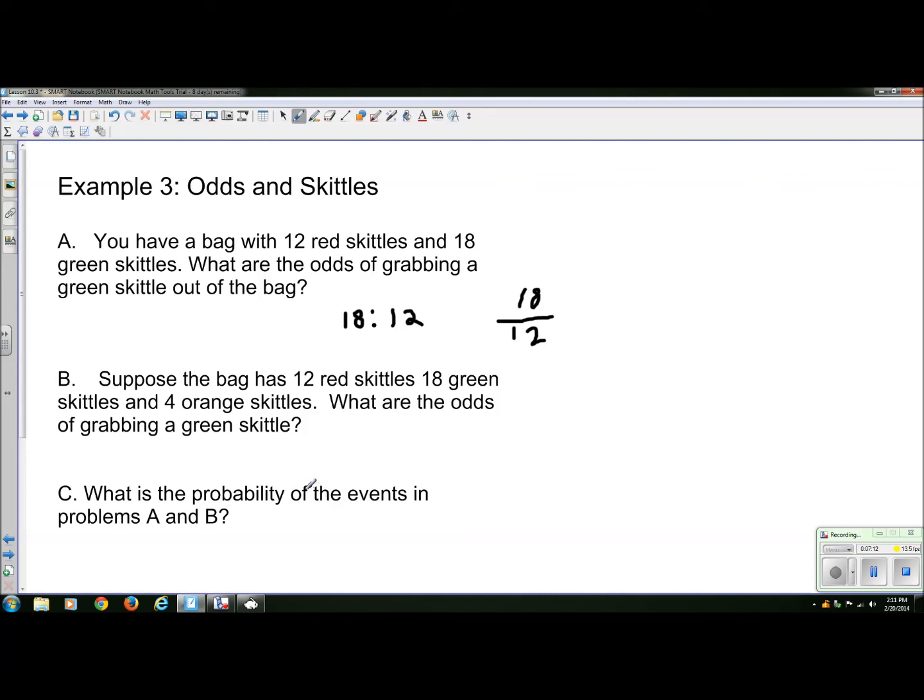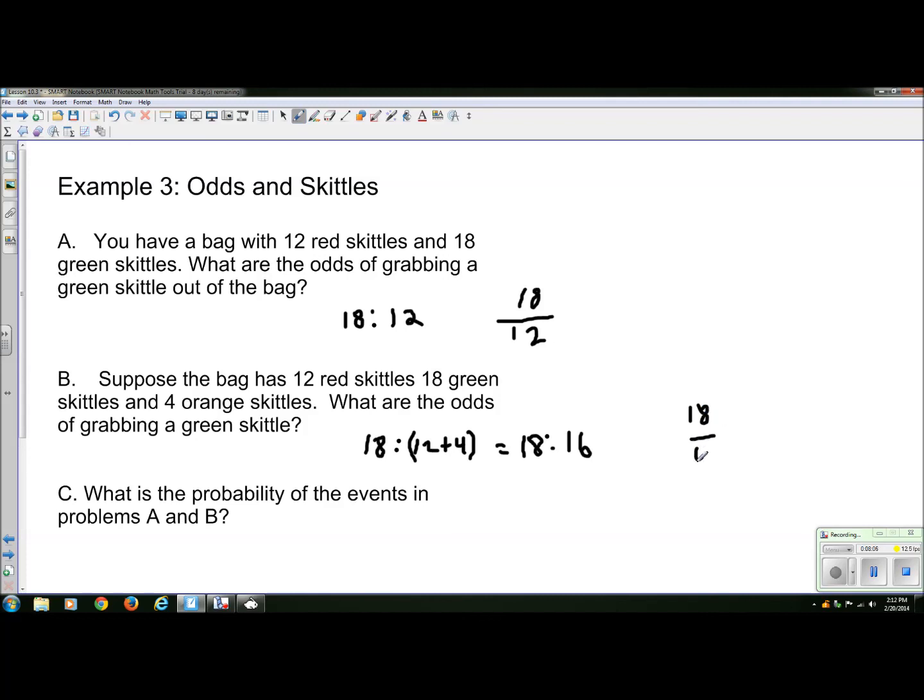Looking at part B, suppose the bag has 12 red Skittles, 18 green Skittles, and 4 orange Skittles. What are the odds of grabbing a green Skittle? So, same problem, but we've added a few more Skittles. Okay, well, again, there's 18 green Skittles, so I can certainly say 18. Those are my odds of getting the green Skittle. What are my odds of not grabbing a green Skittle? Well, there's 12 red Skittles, there's 4 orange Skittles, so that's really just 12 plus 4 Skittles that aren't green. Or we could write 18 over 16.